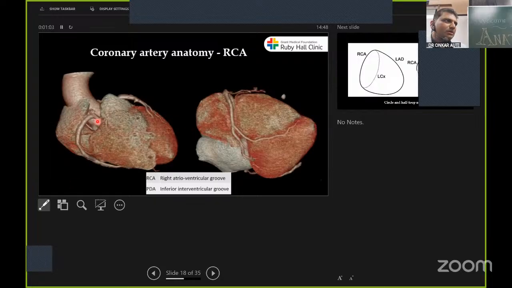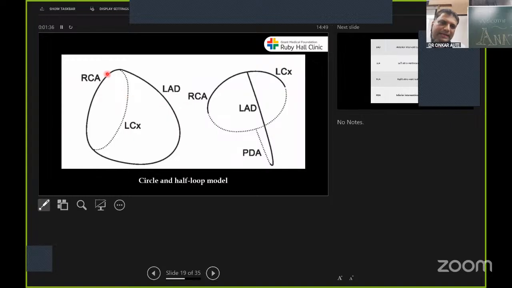And this is your RCA or right coronary artery, which goes into the right atrioventricular groove, which further goes down and divides into the PDA or posterior descending coronary artery, which runs into the inferior interventricular groove. So there is an anterior interventricular groove, and then there is a posterior or inferior interventricular groove. So the PDA runs into the inferior interventricular groove, and this is the PLV, which is a posterolateral ventricular branch. Okay. So this is how the entire circle is formed.